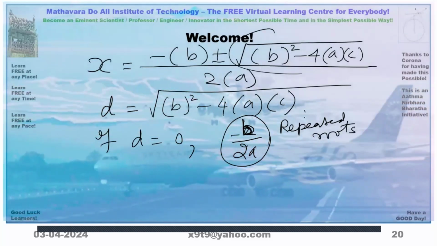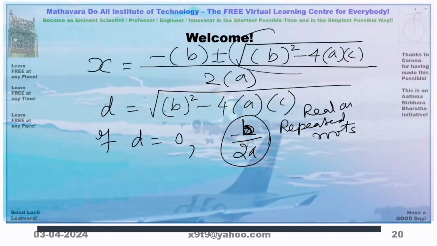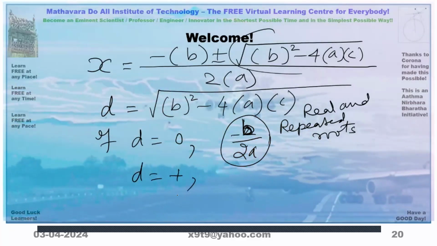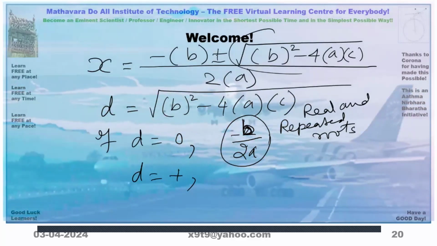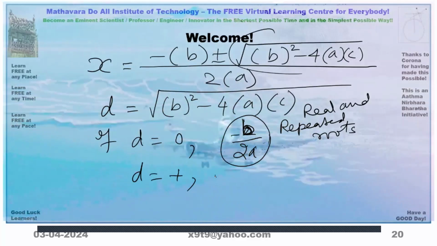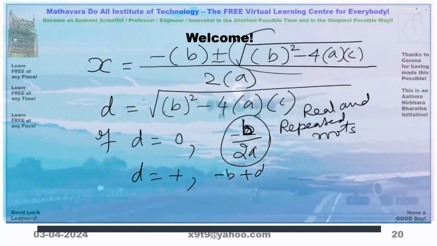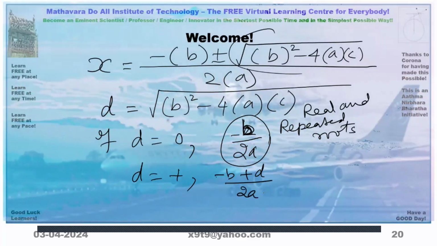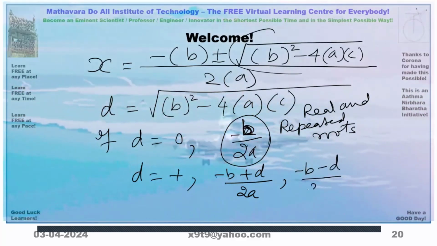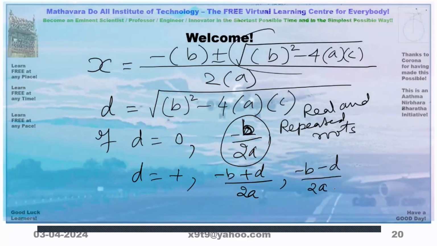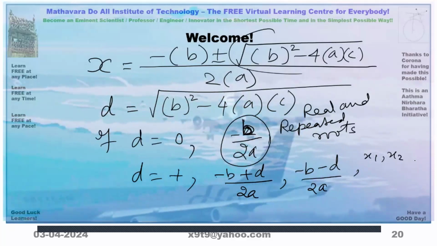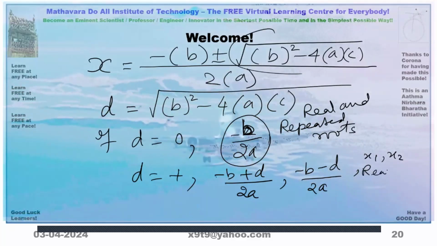Real and repeated. Suppose d is a positive number. Then using the plus sign you get one answer, and the minus sign another answer. So (-b + d) by 2a is one answer, and (-b - d) by 2a is the other. So this is like x1, x2. These are real and different roots.